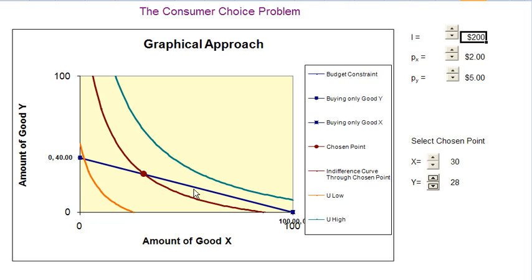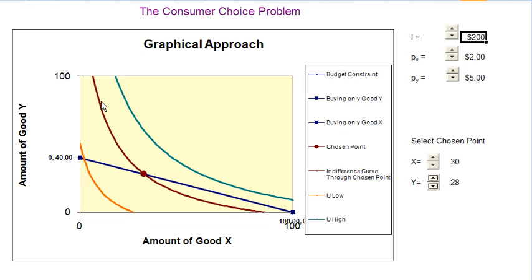So here's the budget constraint. I have the same income and prices as I had before. Income is 200, the price of X is $2, the price of Y is $5. If I spend all my income on X, I can buy 100 units of X. If I spend all my income on Y, I can buy 40 units of Y, and any combination on the line segment between them. This line is called the budget line.